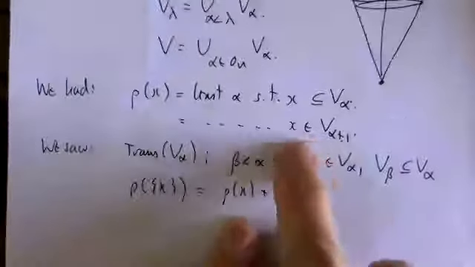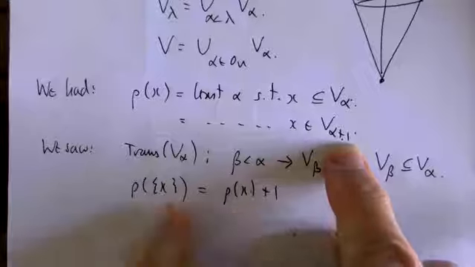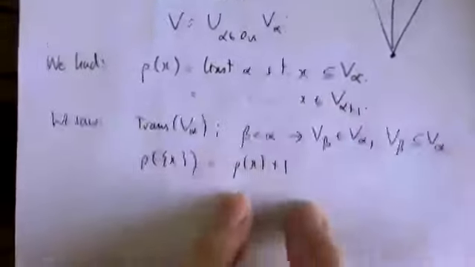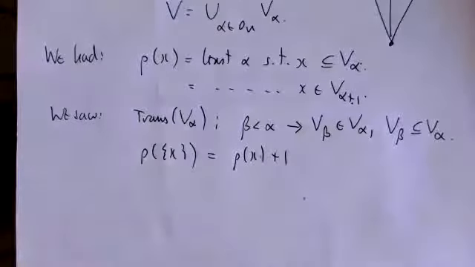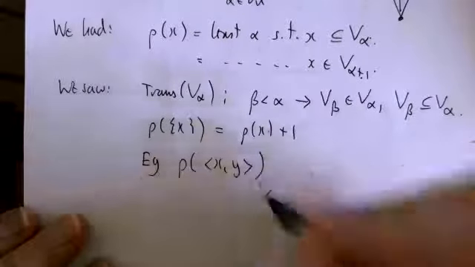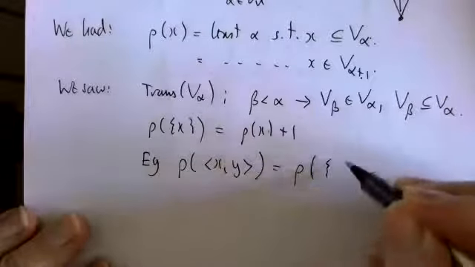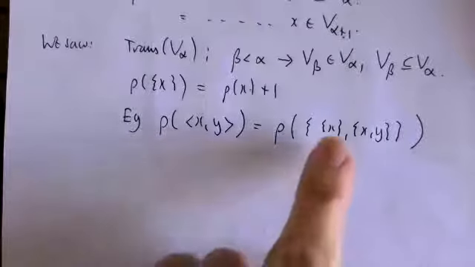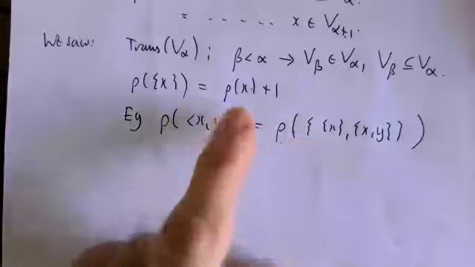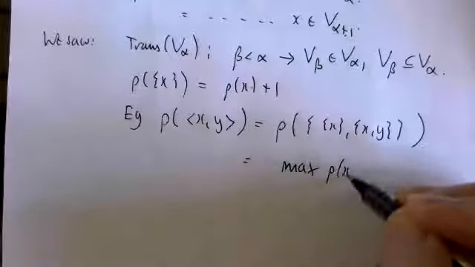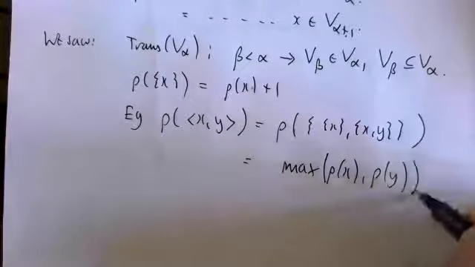And again, this is because if X is a member of V alpha plus one, then singleton X is a subset of V alpha plus one. So it's a member of V alpha plus two. So we raise the rank by one here. And we saw, for example, something like this. And if you just look and see what you've got, this is going to be the rank of the larger of the two ranks of X and Y plus two, because of the extra brackets we put around. So it's the maximum of these two plus two.